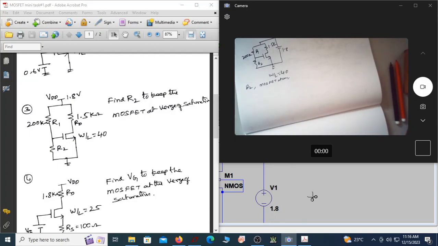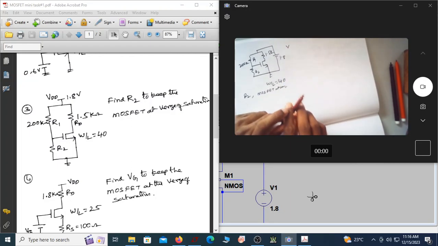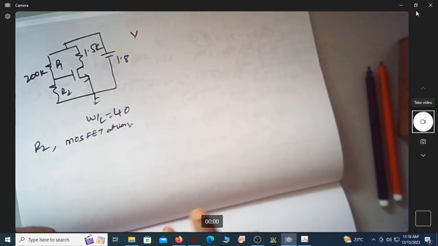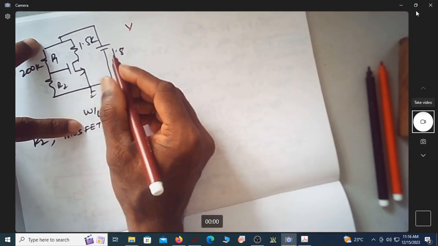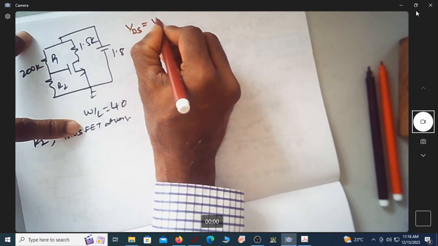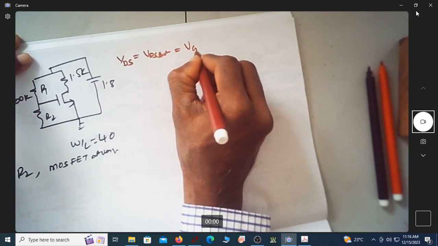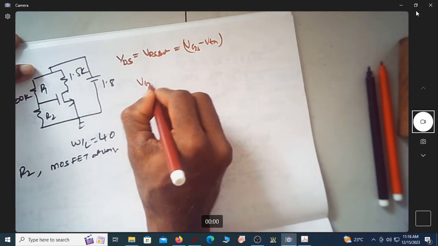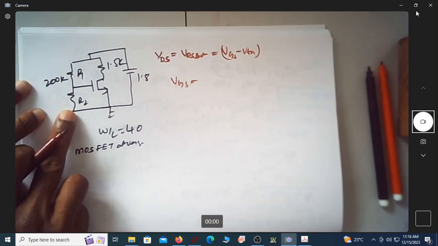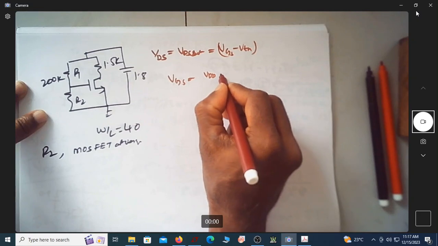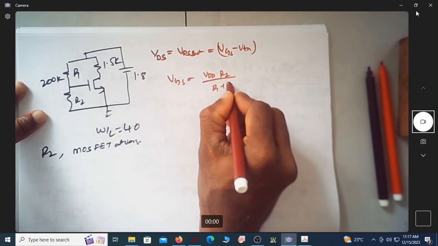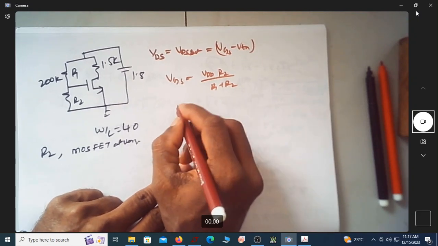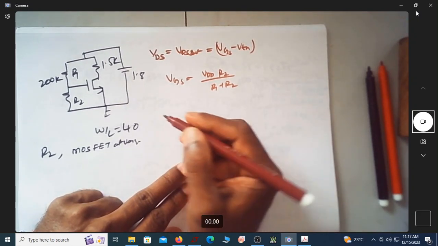Now again, when it is verge of saturation, VDS should be equal to VDS sat. So that is the key. VDS is equal to VDS sat, which is equal to VGS minus VTH. But here, what is VGS? Because I don't have a VGS directly given here. VGS is actually equal to VDD into R2 by R1 plus R2. So first, let me find out what is the value of VGS required.